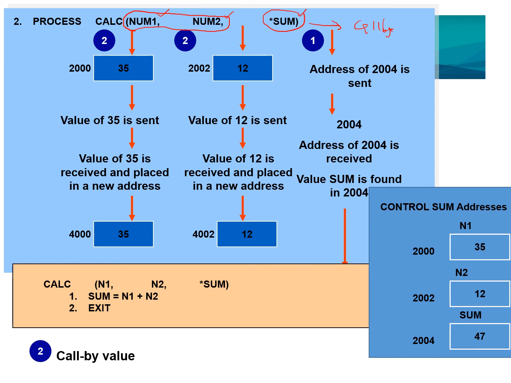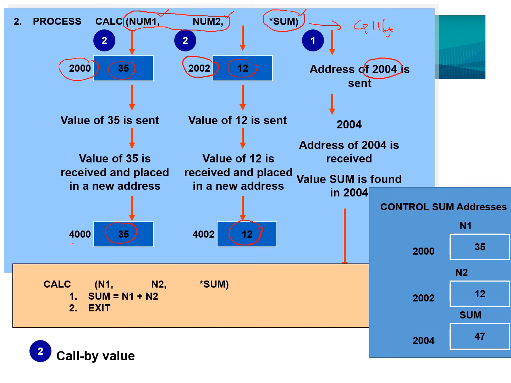Since num1 and num2 here are variables, the address of this one is 2000, similar to the read module in the previous slide. And also num2, similar to the previous slide as well. But we have another parameter which is the star sum, and the address 2004 will be sent to the calculate module. So right now we have 35, this one is 12, and then we do some calculations here for 35 and also 12 again.